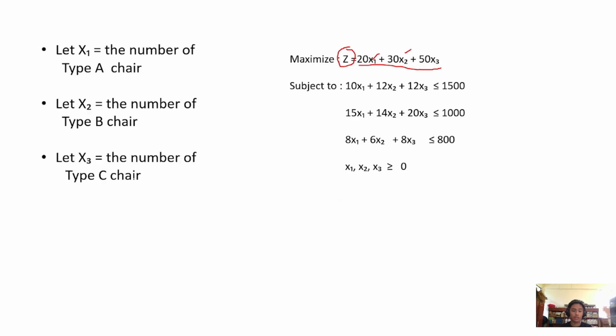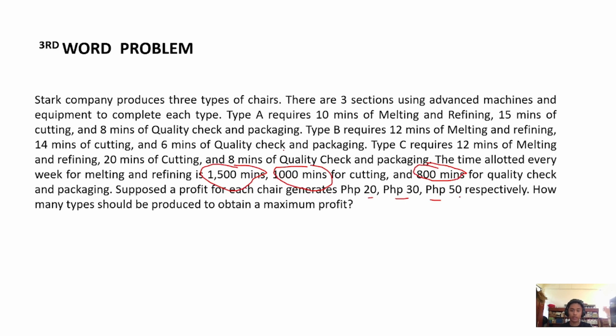Then, subject to 10x sub 1 plus 12x sub 2 plus 12x sub 3 less than or equal to 1,500. This was taken from the melting and refining times. For type A it is 10 minutes, for type B it is 12, and for type C also 12. Same for the others.